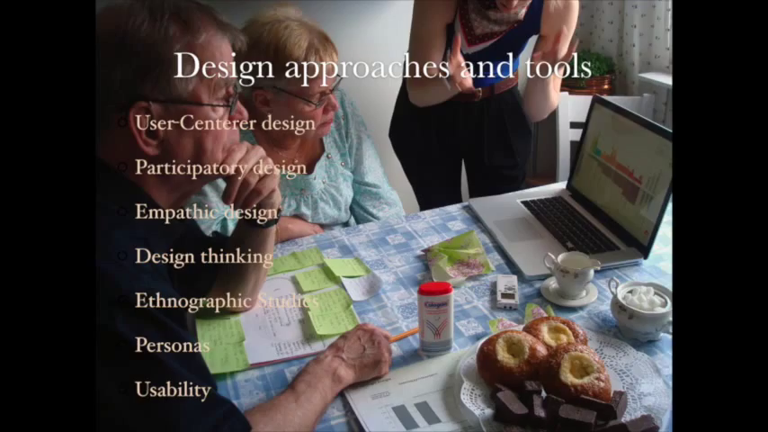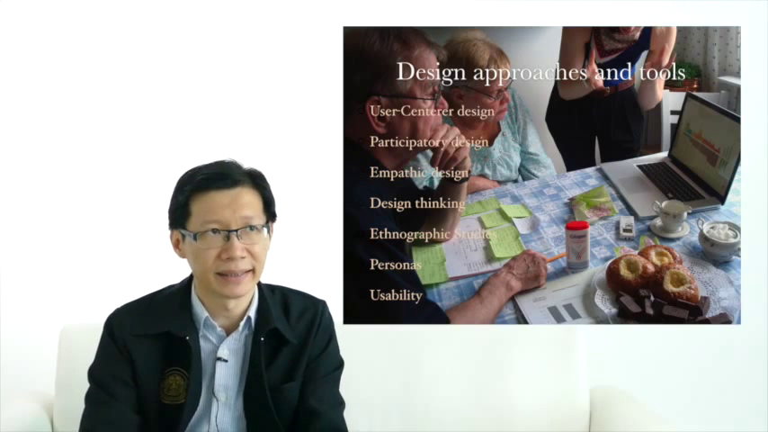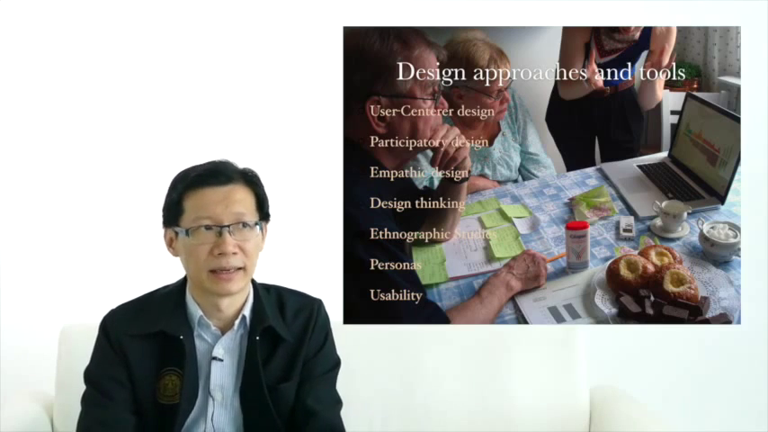As a result, we need to think, if the aging population is growing, how are you going to design something that serves them? We need to think about the design approach and tools. For example, you can use user-centered design, facility design, empathic design, design thinking, ethnographic study, persona or usability.